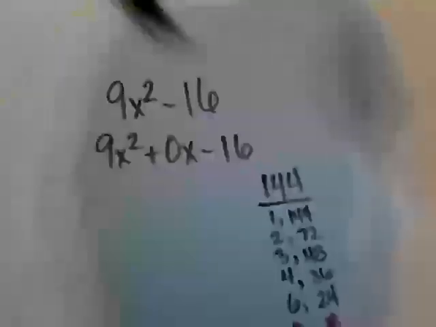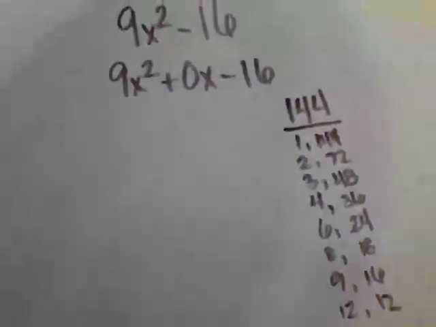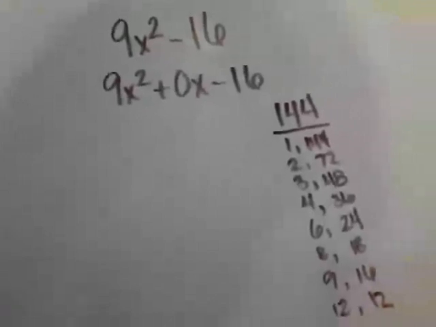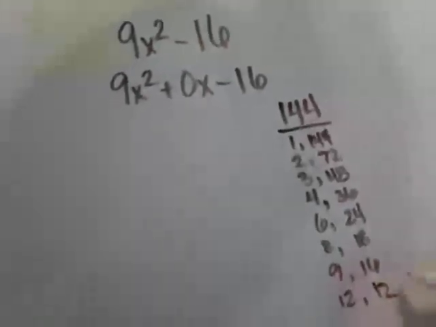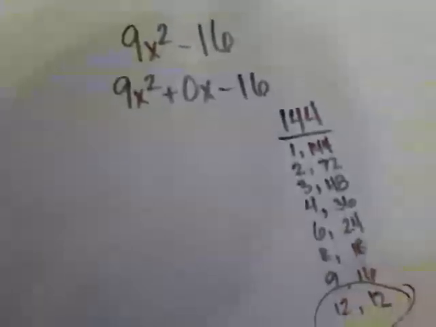Okay, so if I have 144, I'll make the list of factors of 144 real quick. A lot of factors for 144. Okay, so these are my factors for 144. Remember, we're looking for the pair that's going to combine to give us 0. Well, that's going to be 12 and 12, right? The square root of 144 is 12.